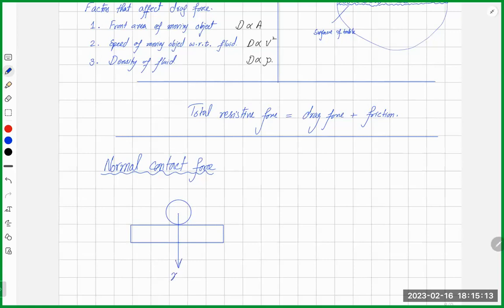the surface. And what should this surface do in return according to Newton's third law? It should exert an equal and opposite force, and this force is called the reaction force. So in this case, reaction force will be equal to mg. Now, what if there is an extra force acting on the object?